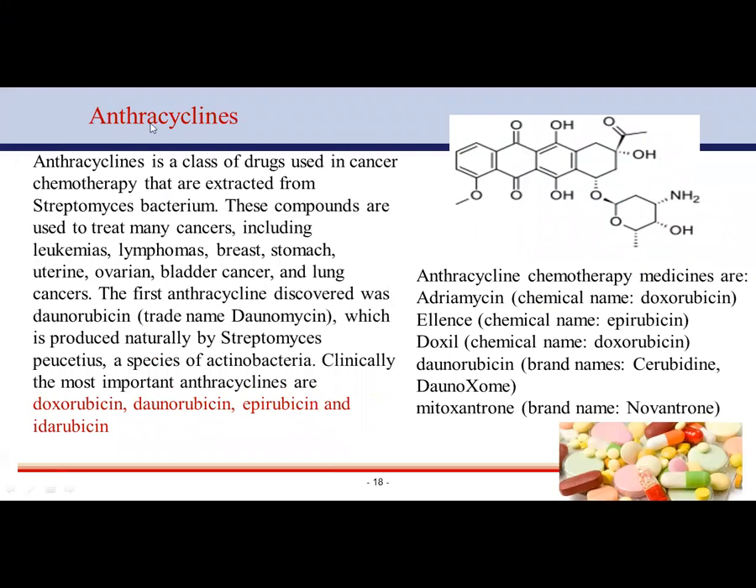Anthracyclines. Anthracyclines are a class of drugs used in cancer chemotherapy that are extracted from Streptomyces bacterium. These compounds are used to treat many cancers, including leukemia, lymphomas, breast, stomach, uterine, ovarian, bladder cancer, and lung cancers. The first anthracycline discovered was daunorubicin, which is produced naturally by Streptomyces peucetius, a species of Actinobacteria. Clinically, the most important anthracyclines are doxorubicin, daunorubicin, epirubicin, and idarubicin.